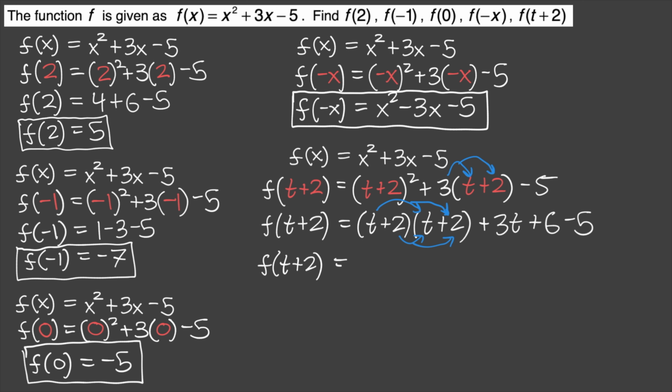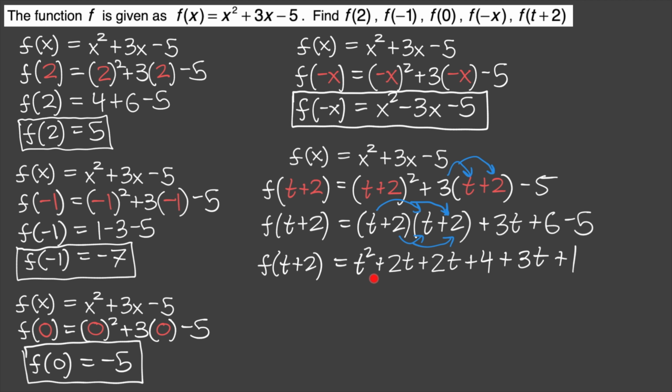So this is going to be t squared and then the outside here is 2t. The inside is also 2t, so we have plus 2t plus 2t again. Then we have 2 times 2, which is 4, plus 3t. I'll go ahead and combine the plus 6 minus 5, which gives us positive 1.